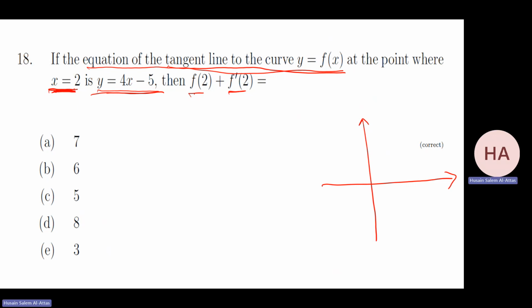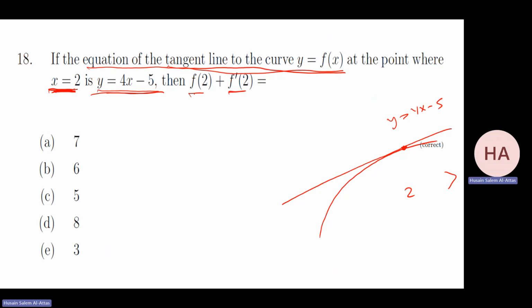I have a curve. I don't know what the curve is. This is a curve, and I know at 2 this is the tangent line. This is my tangent line, y equals 4x minus 5. Who cares if it's up or down? Forget the x-axis and y-axis. So at the point 2, this is the point of tangency. As I said, this is a very important point.